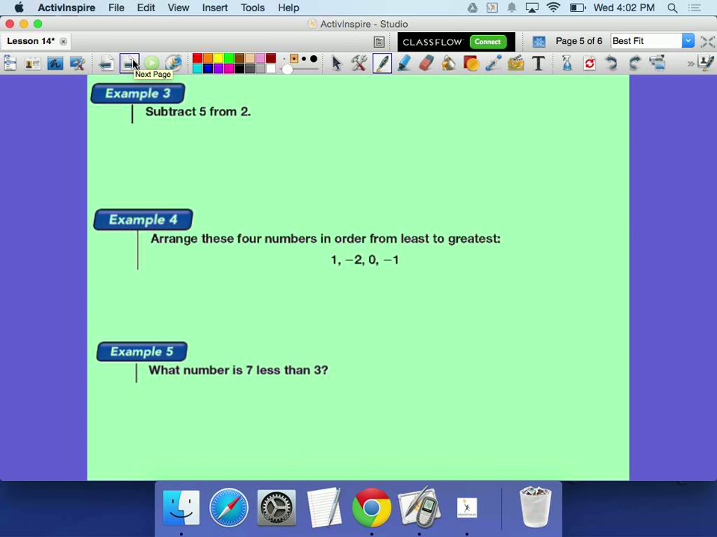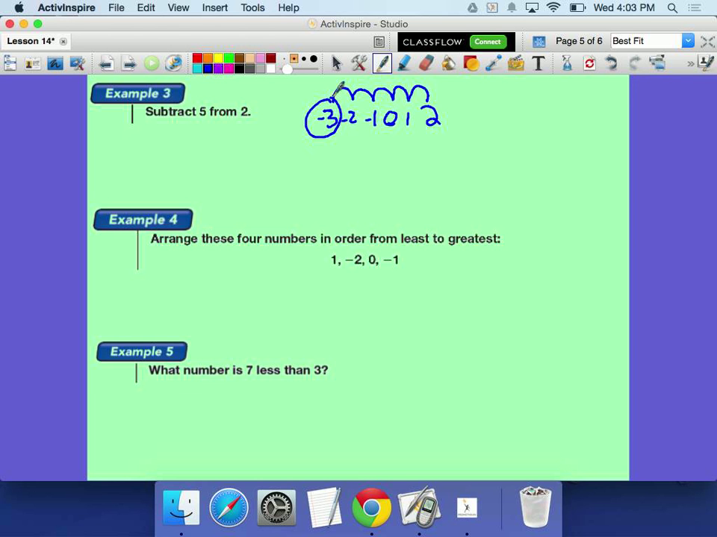So now we got some problems here. It says subtract 5 from 2. So a couple ways to do this. One is to look at it on a number line. So if I have 2, then I'm going to subtract 5 from it. I'm going to go 5 this way. I'm going to go 1, 2, 3, 4, 5. Okay, well here's 1, 0, negative 1, negative 2, negative 3. So my answer would be negative 3.